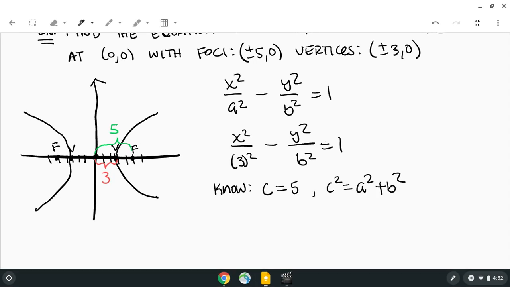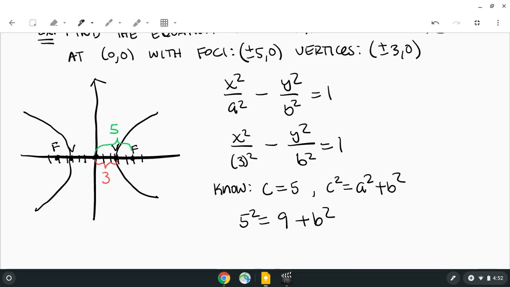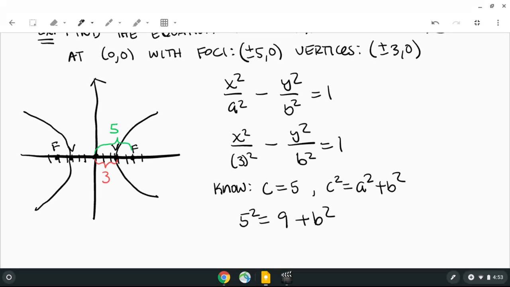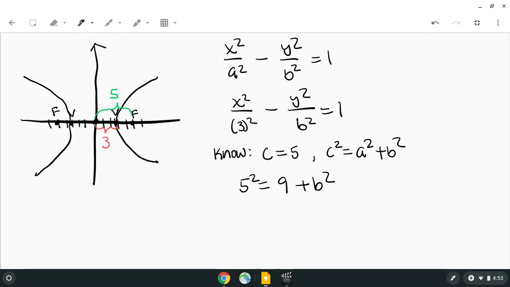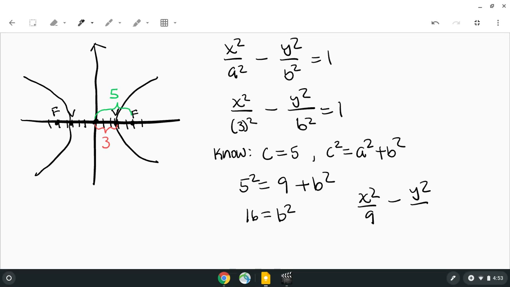All right, so C squared. So 5 squared equals A squared plus B squared. So 25 minus 9 is 16. Okay, so there you go. We're done. So it's x squared over 9 minus y squared over 16.